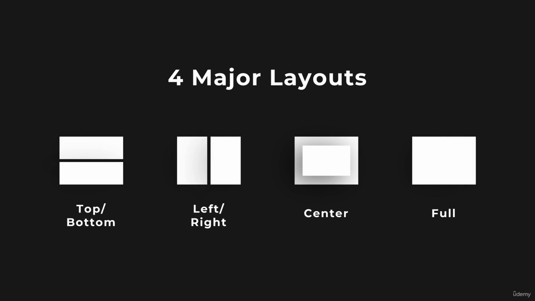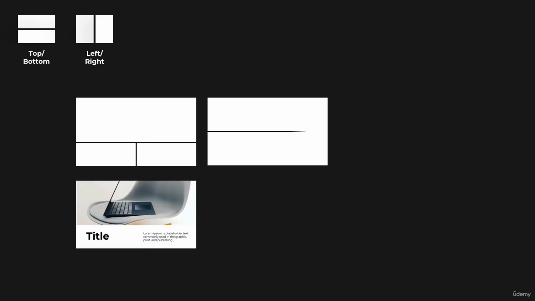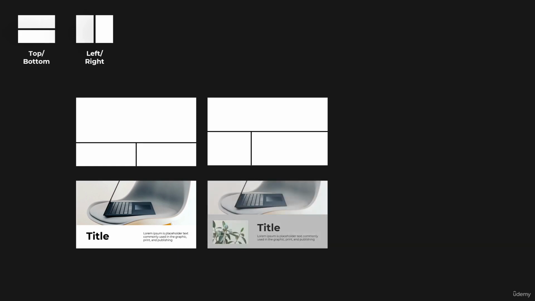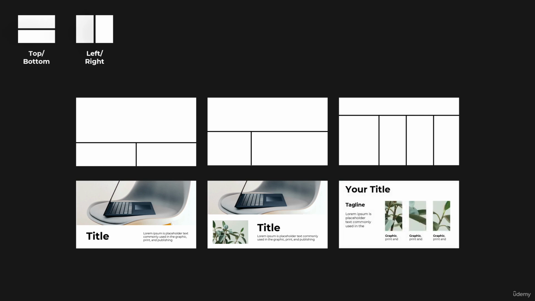So with these 4 layouts in mind, you can mix and match them to create infinite possibilities. For example, you can first slice the slide into top and bottom, and then left and right, and place your content into the sections. You can also adjust the proportion to best fit your content, or even create more columns or rows for more complicated layouts.